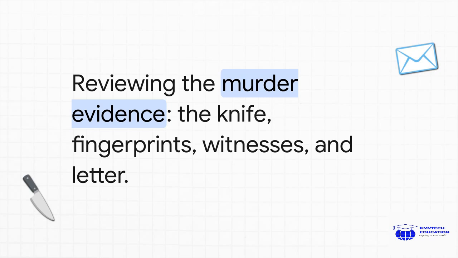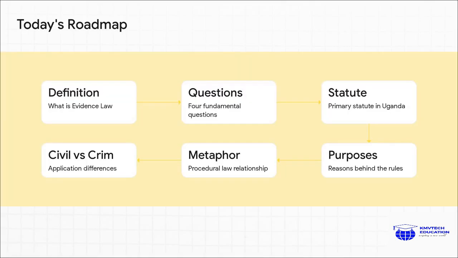Like, how does it decide who's allowed to speak, what documents make the cut, and how much weight they actually get? You see, judges don't just flip a coin. These decisions are governed by a highly organized, very strict body of rules. And that exact body of rules is what we're unpacking today.